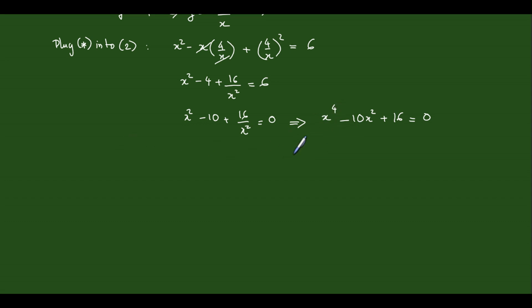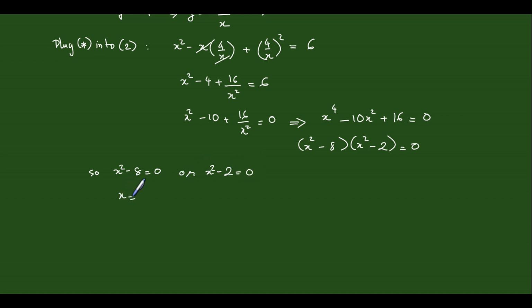So you can factor like this. This becomes x to the 4, so you have x squared and x squared, right? And 16, and you want negative 10 in the middle, so it must be negative 8 and negative 2, equals 0, right? From here you can split it up. So x squared minus 8 equals 0, or x squared minus 2 equals 0.